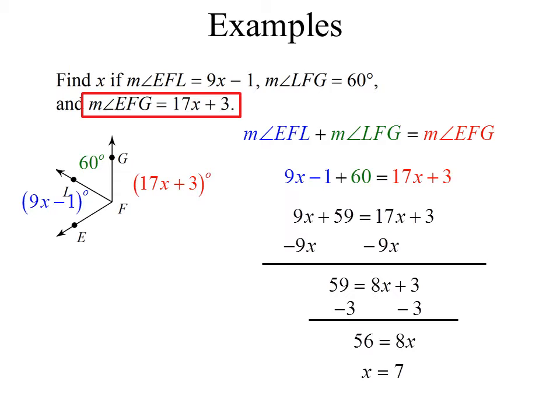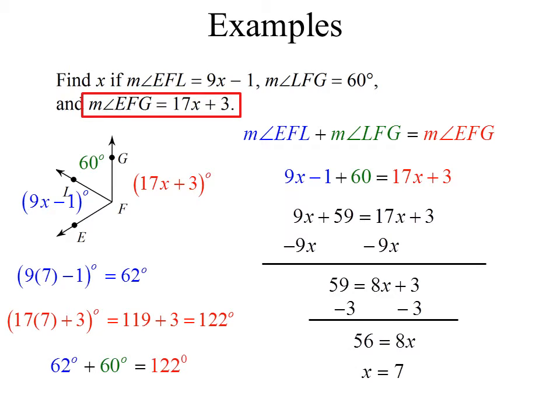It's always a good idea to ask yourself, does my answer make sense? So let's go ahead and substitute 7 back in and see if our answer makes sense. Well, 9 times 7 is 63, minus 1 is 62. 17 times 7 is 119, plus 3 is 122. So if we add 62 and 60, we get 122, so that checks out.